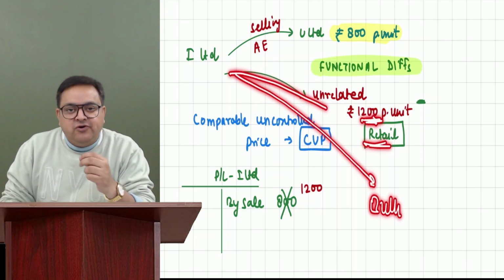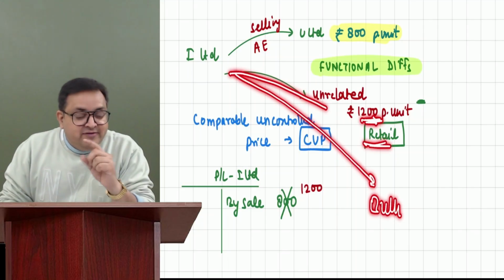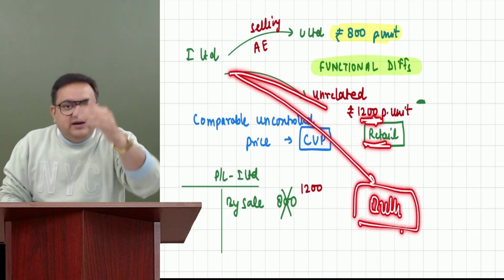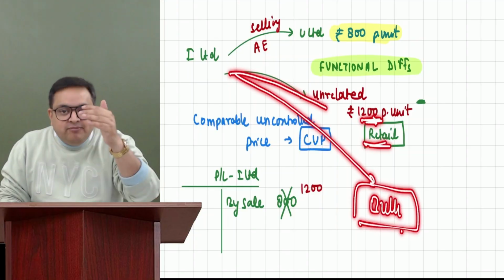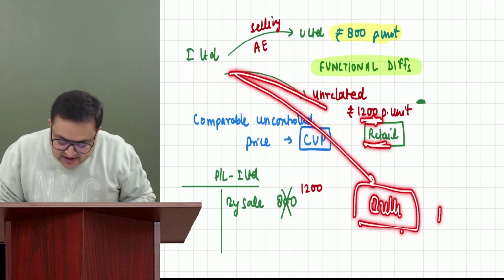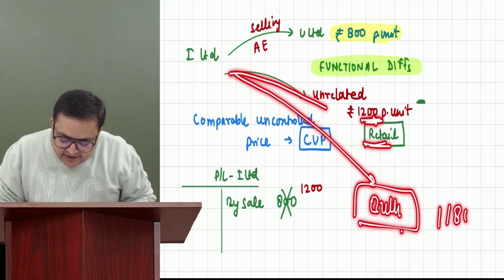What would we have sold it for? 1220 or 1180? You have to tell me. No, sir. In bulk, we will sell it at a lower price. So we have to subtract 20 rupees and it will be 1180 rupees.